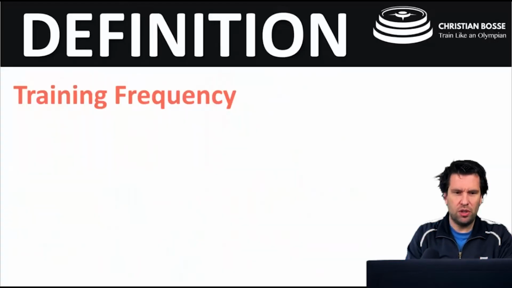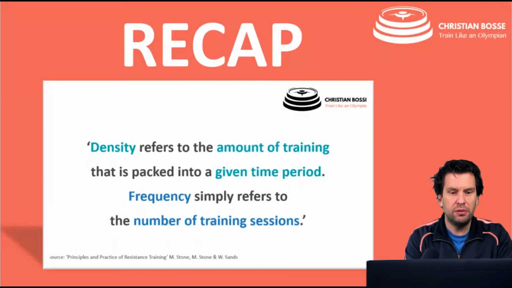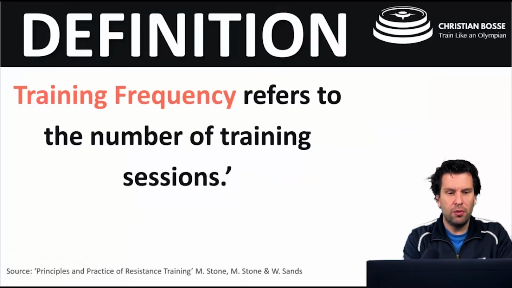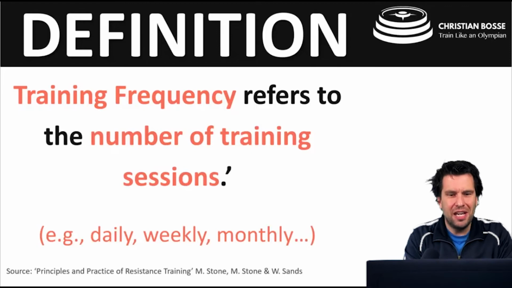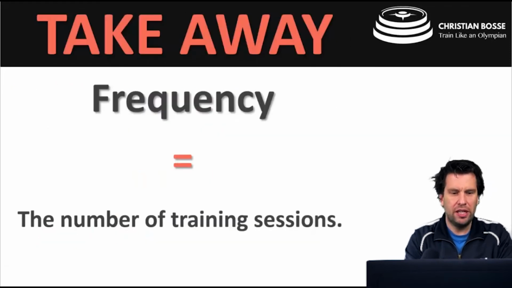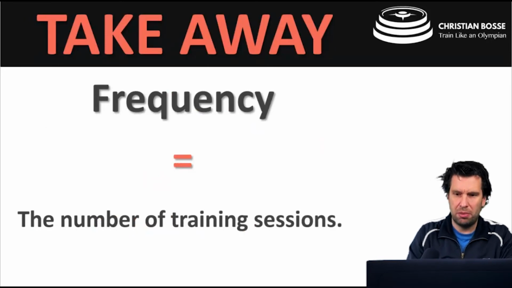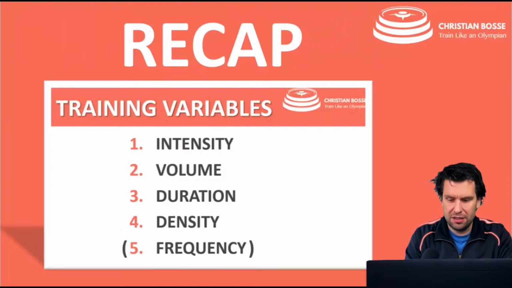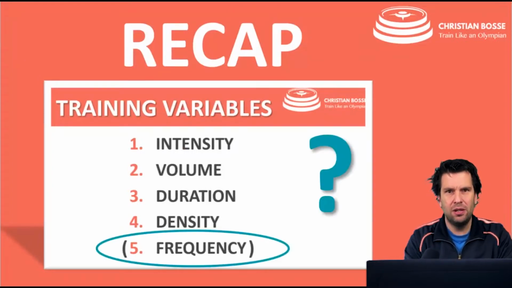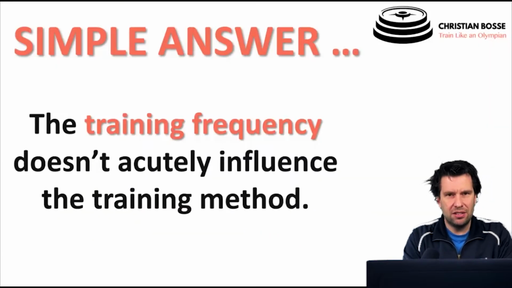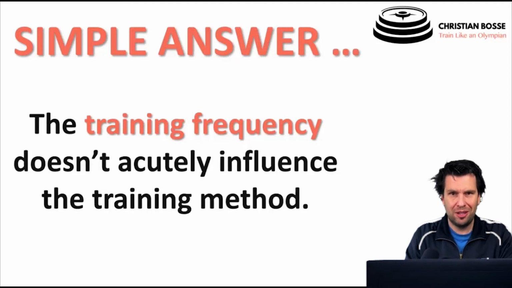Training frequency, we just said, what is training frequency? Training frequency refers to the number of training sessions. So number of training sessions, here we have it. And then that could be daily, weekly, or monthly. So the takeaway: training frequency, the number of training sessions. Simple. So why did I put training frequency in brackets? And why did I say it's not necessarily one of the most important training variables? Because it does not acutely influence the training method. Chronically, over long term, yes, but acutely not. So for the management of training variables, and we talk about the continuous method, the interval method, and the repetition method, training frequency is not one of the acute training variables.